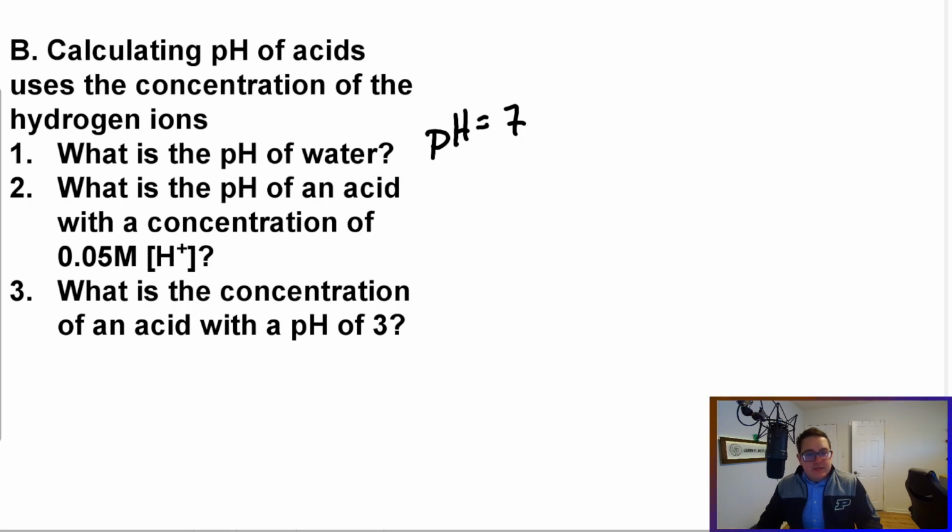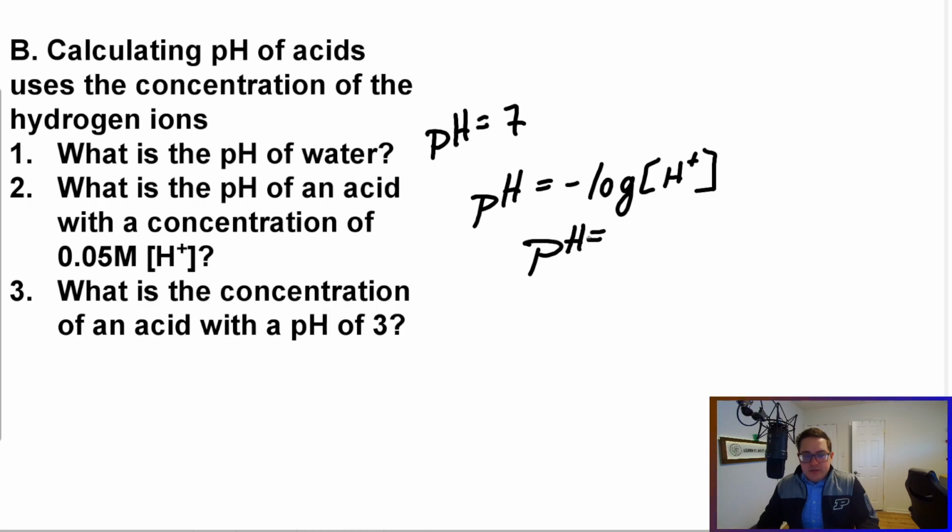What is the pH of an acid with a concentration of 0.05 molar of hydrogen ions? So we're just going to use the pH formula. pH equals negative log of the concentration of H plus ions. So pH equals negative log, where's the log button? There we go. Negative log of 0.05 gives 1.301. That's it. We can round that to approximately 1.3.